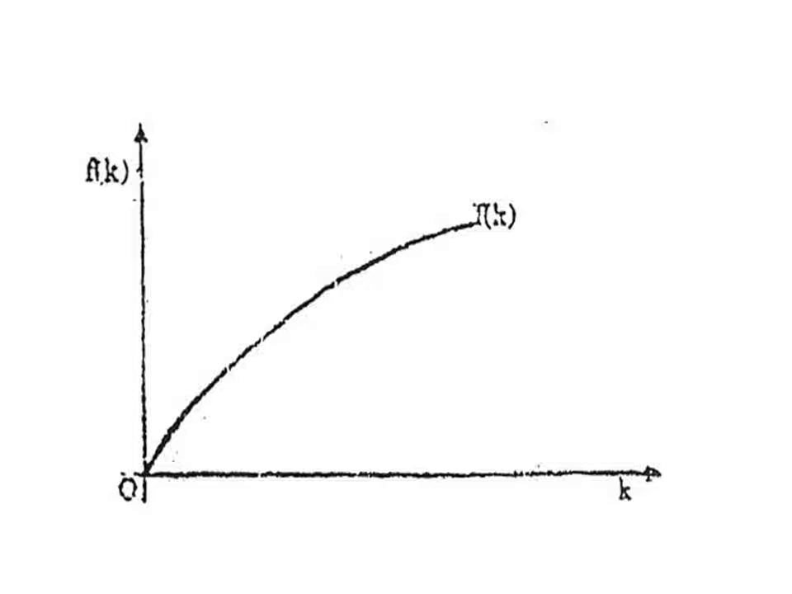On the y-axis, we represent f of k, that is output per worker, and on the x-axis we represent k, that is capital per worker. The curve f of k represents output per worker, that is Y by L, or small q.